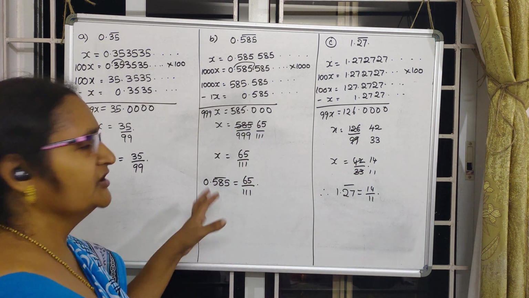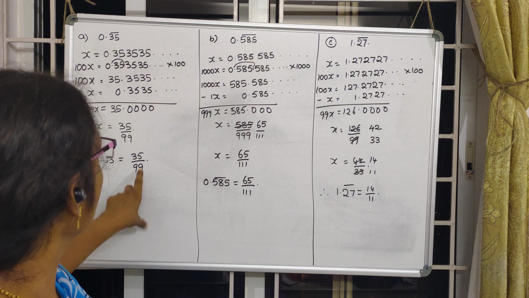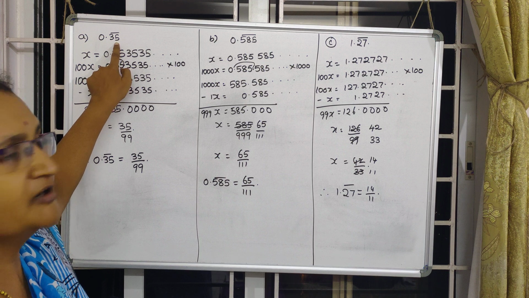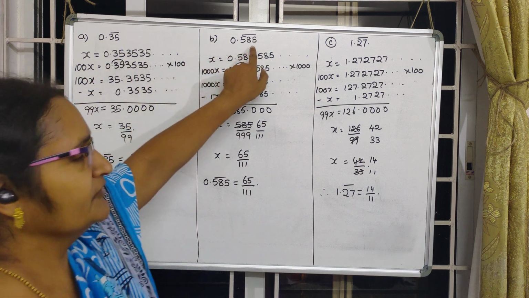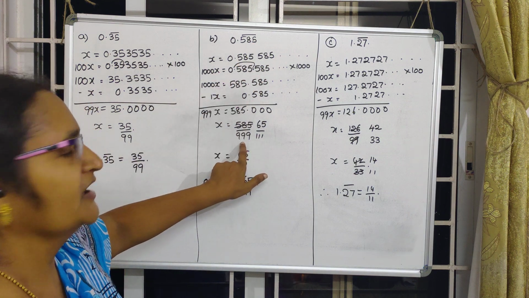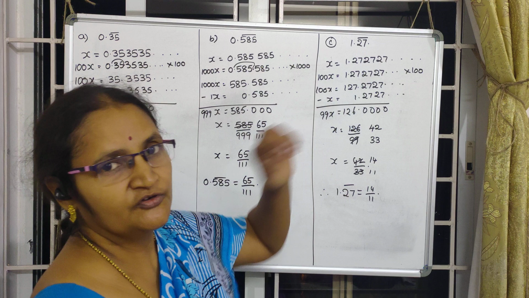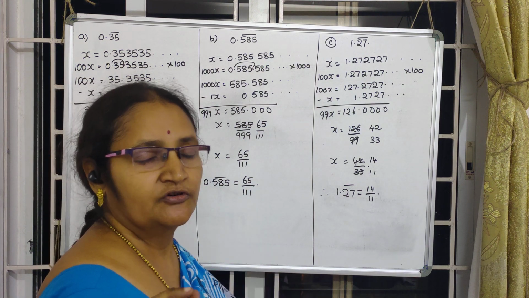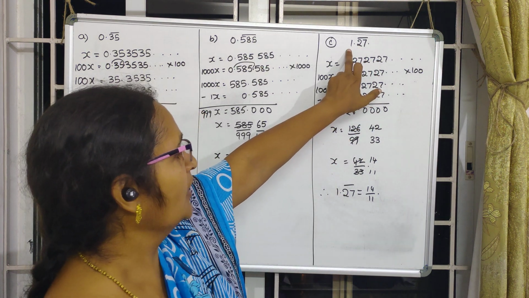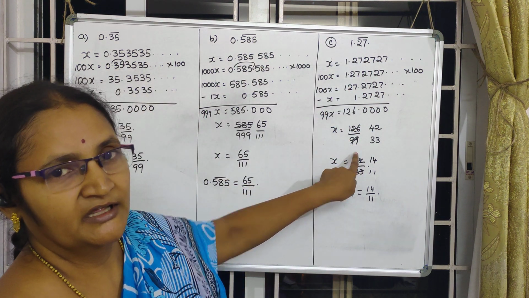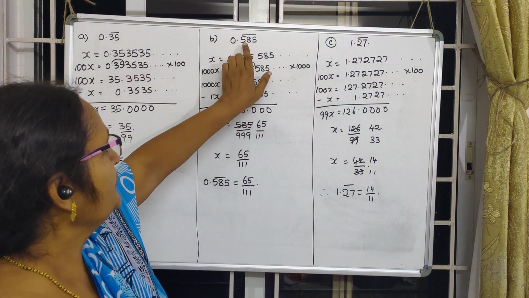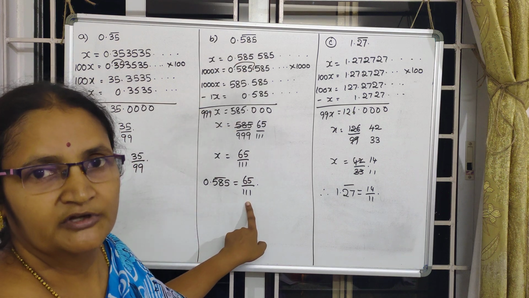Is it clear? From this, we can easily find out, for 35, there are 2 decimal places, 100. 100 minus 1, 99. For 585, 3 decimal places, 1000. 1000 minus 1, that is 585 by 999. For 1.27 bar, it is actually 127 minus 1 upon 100 minus 1, 99. There are tricks also we can derive from this. But this is the way to convert a pure recurring decimal into a rational form. Clear? Thank you.